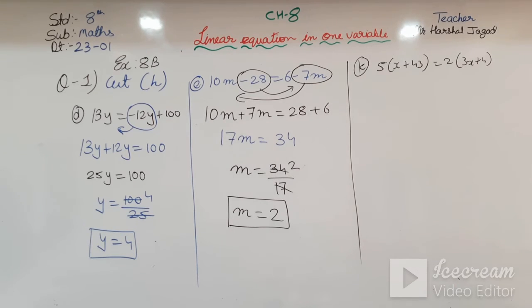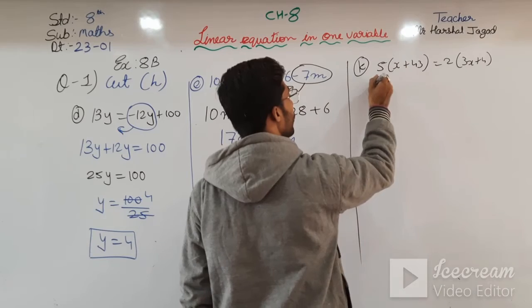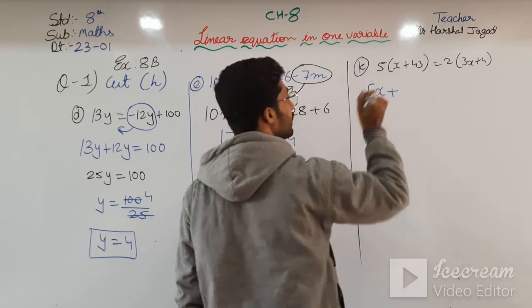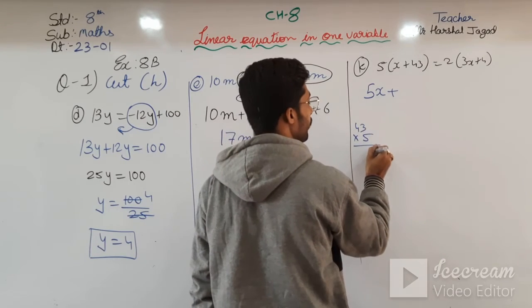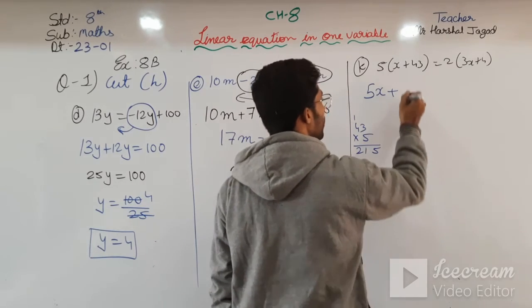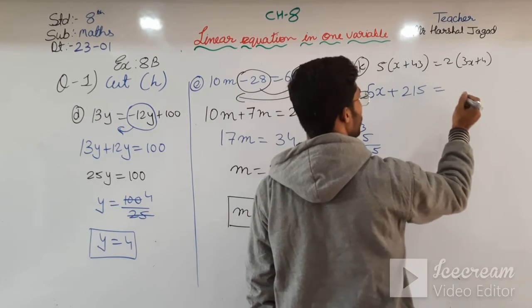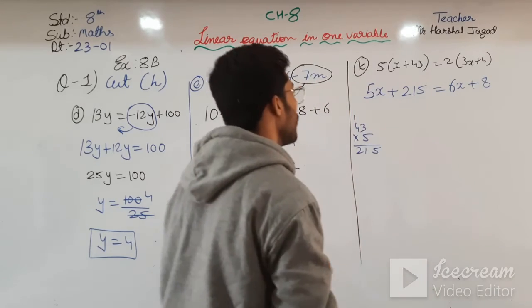And the k, okay, have you written the k? First of all, we have to multiply 5 with this bracket and 2 with this bracket. So 5 into x, that is 5x, plus 43 into 5. 5 3s are 15, 5 4s are 20 plus 1 is 21. Okay, so here it is 215 is equal to 2 times 3x, that is 6x, 2 times 4 is 8, so plus 8.